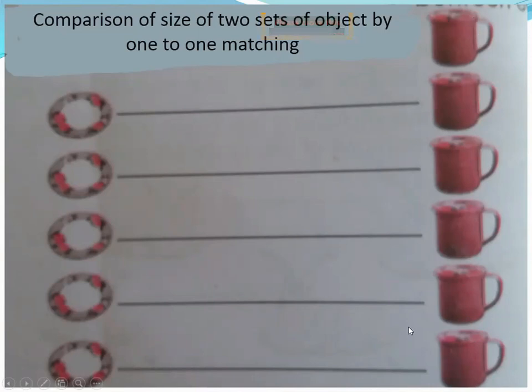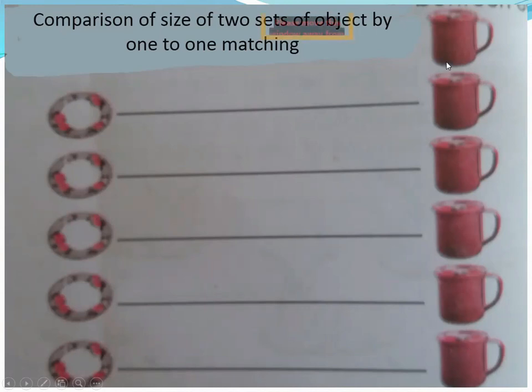There are 6 cups. And how many saucers? One, two, three, four, five. So cups are more than saucers. Or you can also say it like this: saucers are less than cups, because one is less. So we can read it in two ways.